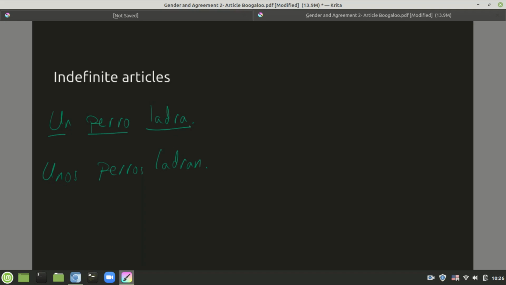So ladra is the singular, and then ladran is the plural of that verb to bark. There's a little bit more information than that, but we're not going to get into it right now. All right, and so what this sentence says is unos perros. This meant a dog. This means some dogs. Unos perros ladran. Some dogs bark.